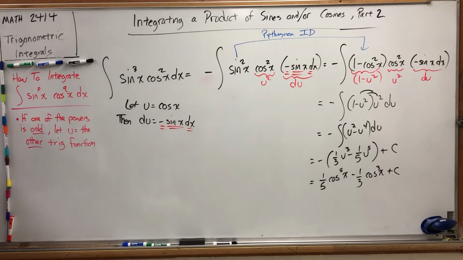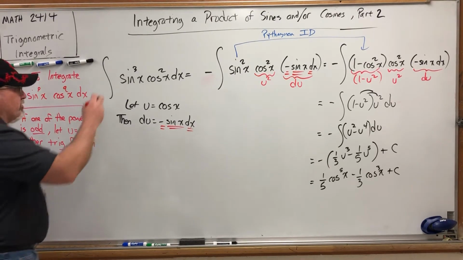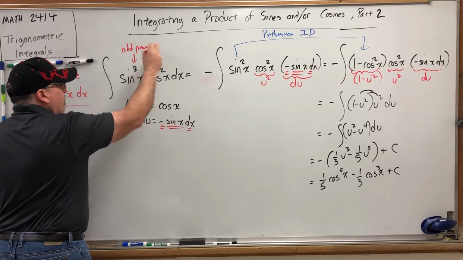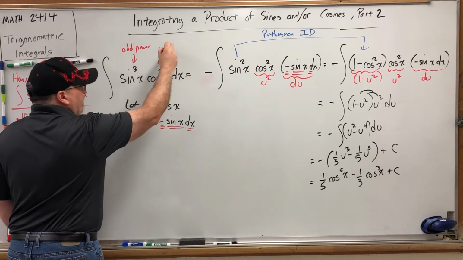Now I'll elaborate on this in a moment, but let me explain what I mean here. When you're integrating a product of sines and cosines, if one of the powers is odd, which was this one, here's the odd power, you let u equal the other trig function.